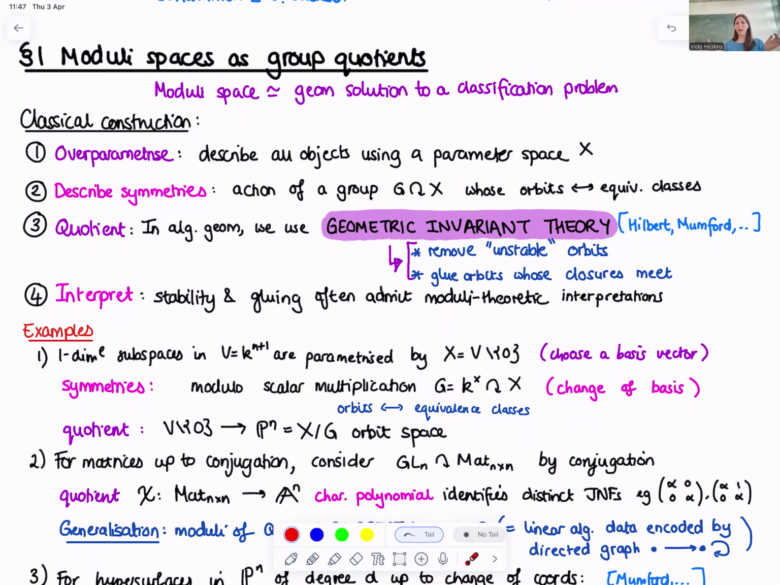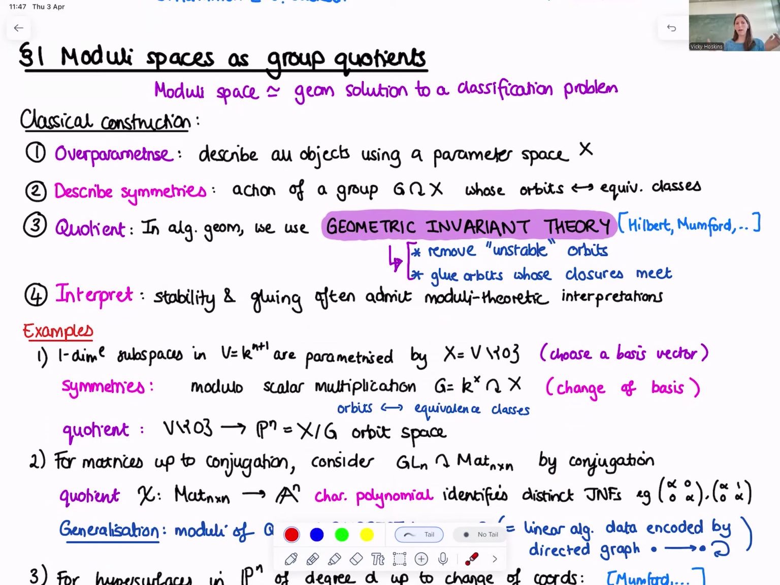And I'm going to say more about this, but basically there's two ingredients. Firstly, you remove some orbits, which are called unstable, and then you glue some orbits whose closures meet. So really, the space only parameterizes the closed orbits, and these correspond to the polystables that Milena was just talking about. And then the last step is that you have to interpret what you've got. So this stability and gluing often admit moduli theoretic interpretations. The closed orbits correspond to polystables, for example. And stability, we also saw, corresponds to slope stability. So that also comes from a GIT type condition.